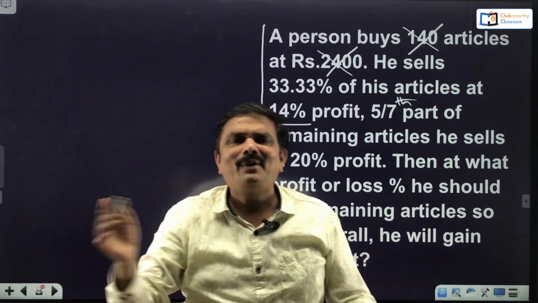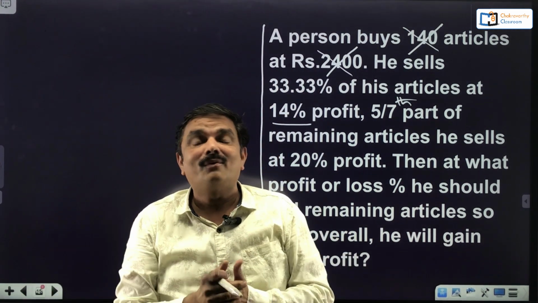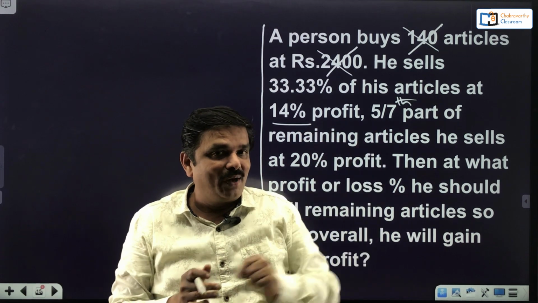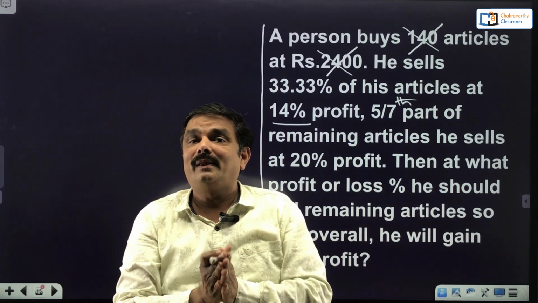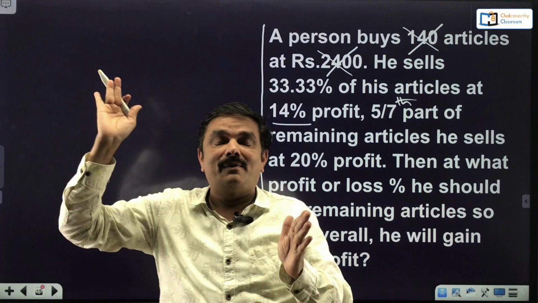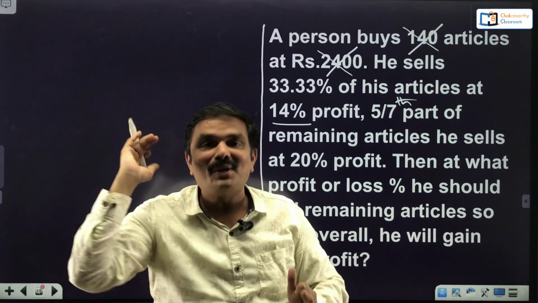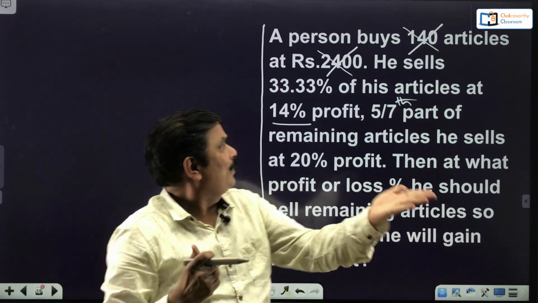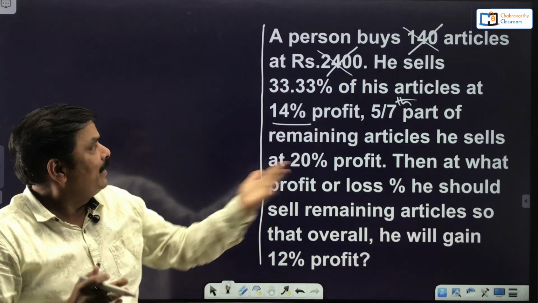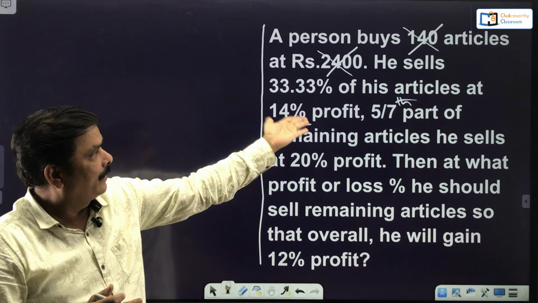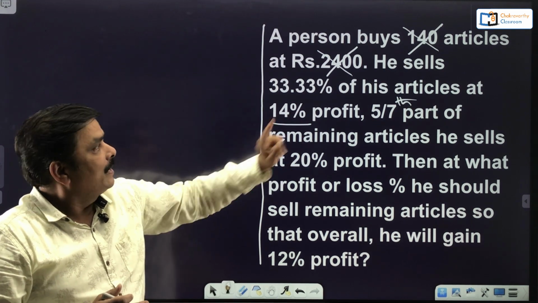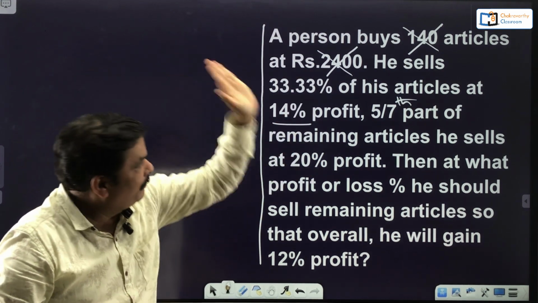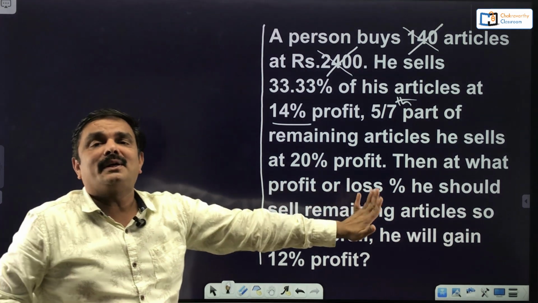Now we got the idea? I don't need the worth, total worth. Why? In the previous question, how we have done, we don't know the total worth. We went with some imaginary numbers. I took the ratio. That's it. Here clearly they have given the ratio. Very clearly 33.33% of the articles at some profit. Then 5 by 7th part of the remaining he sells at 20% profit.